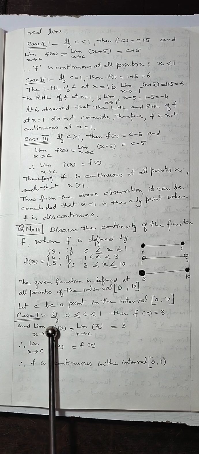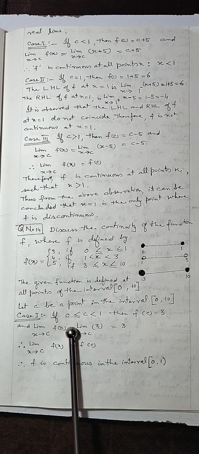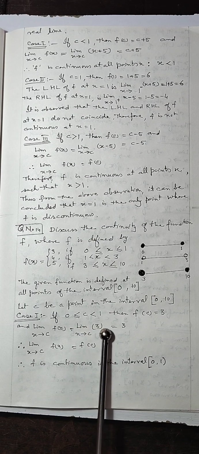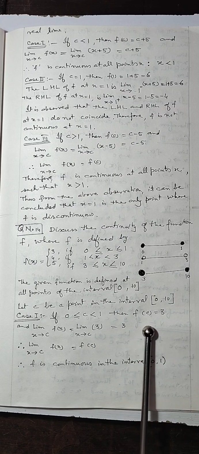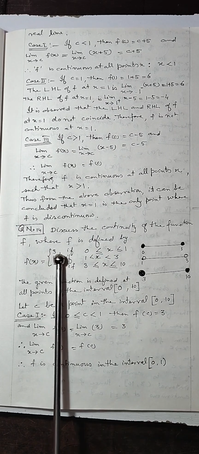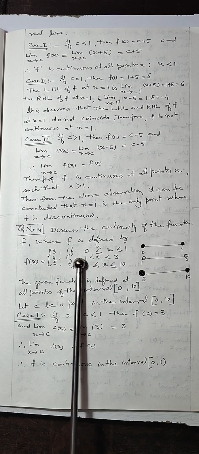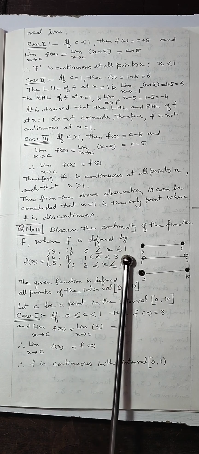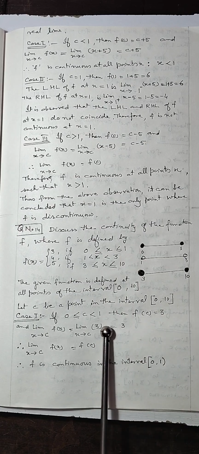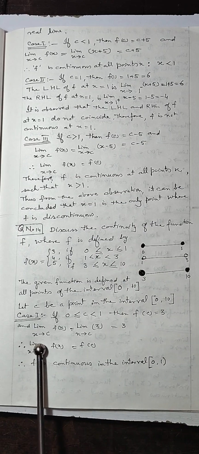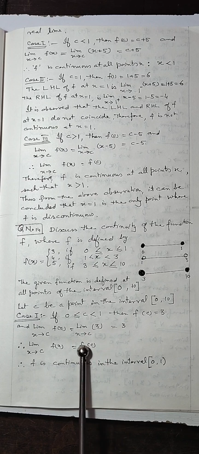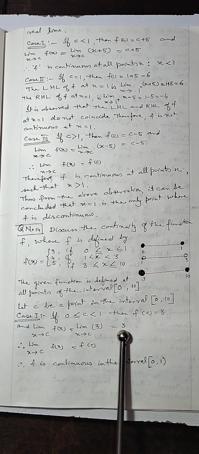Case 1, if 0 is less than or equal to C and C is less than 1, then f(C) is equal to 3. देखिए ये फर्स्ट वाला जो है 0 is less than or equal to x and x is less than 1. Limit x approaching to C, f(x) is equal to limit x approaching to C 3 and it is 3.